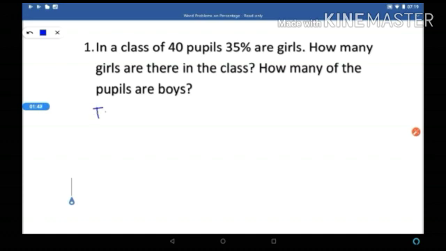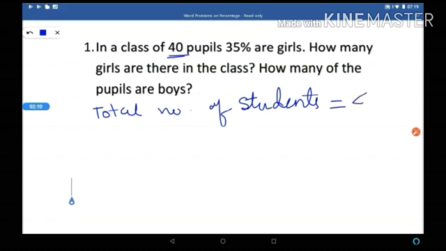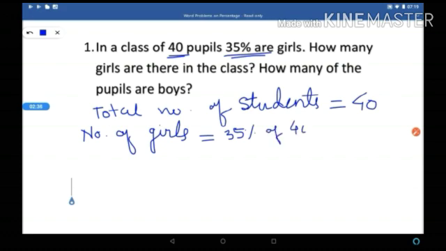In a school of 40 pupils, 35% are girls. How many girls are there in the class? How many of the pupils are boys? Total number of pupils is equal to 40, or total number of students is equal to 40. Number of girls is equal to 35% of 40. So 35 upon 100 of, into 40.